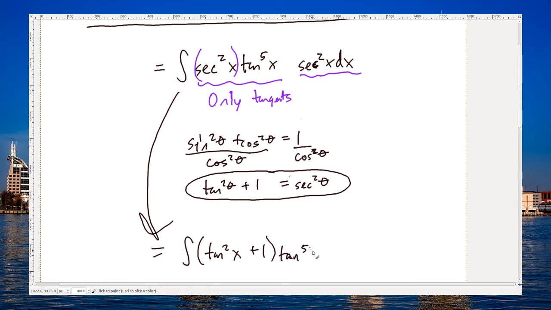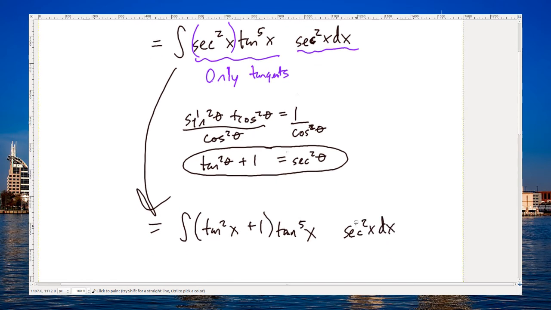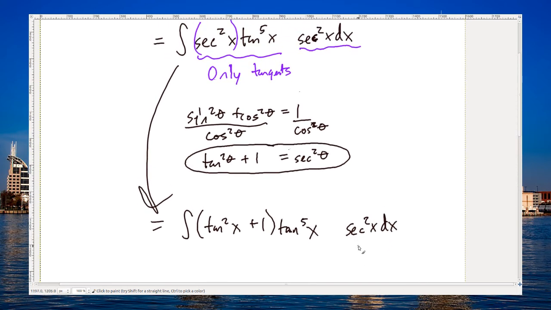All right, sorry about that. Having an issue. There we go. So there we have, oh, not dx though, because we still have from way up here secant squared x dx. Okay, so that's all well and good.